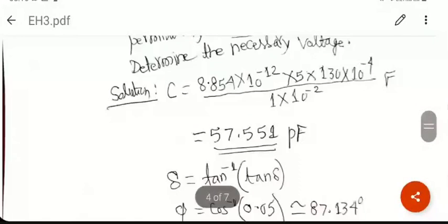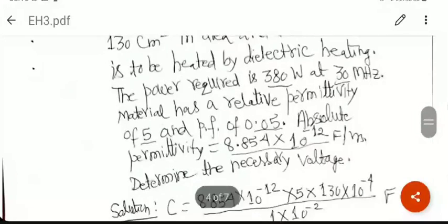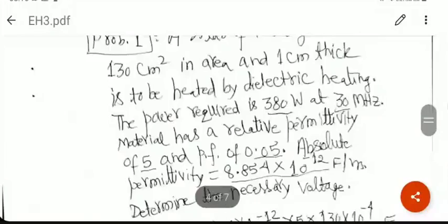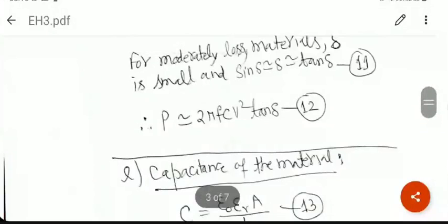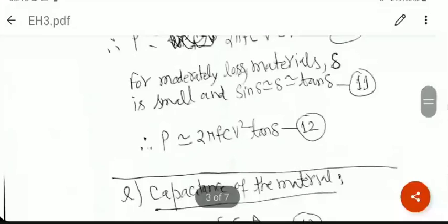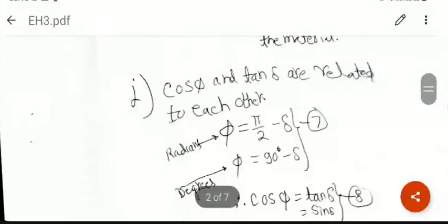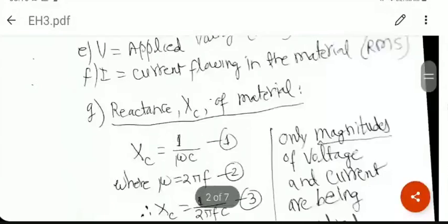Once you know voltage divided by XC, to calculate the current required. XC is 1 upon 2 pi f C. Okay, we use all these formulas.